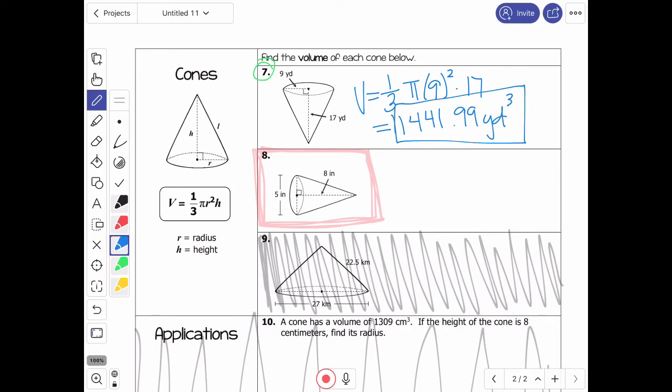Okay, you're doing number 8 for your attendance quiz today. Make sure you pay attention to what they give you versus what you need. And that's all I have for today. Good job making it to Friday.